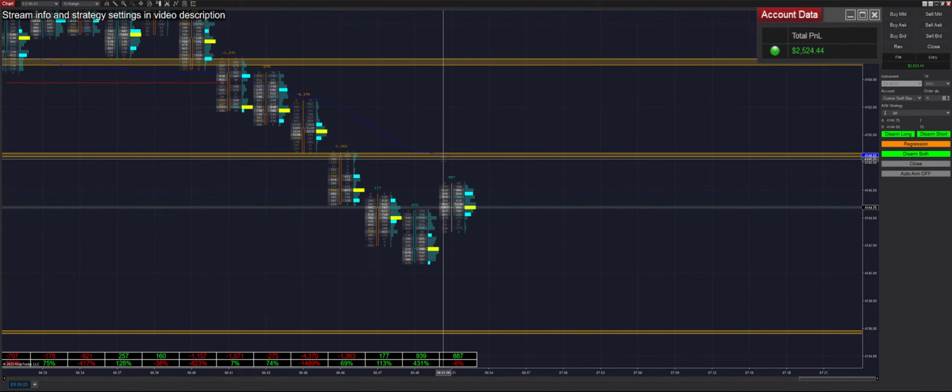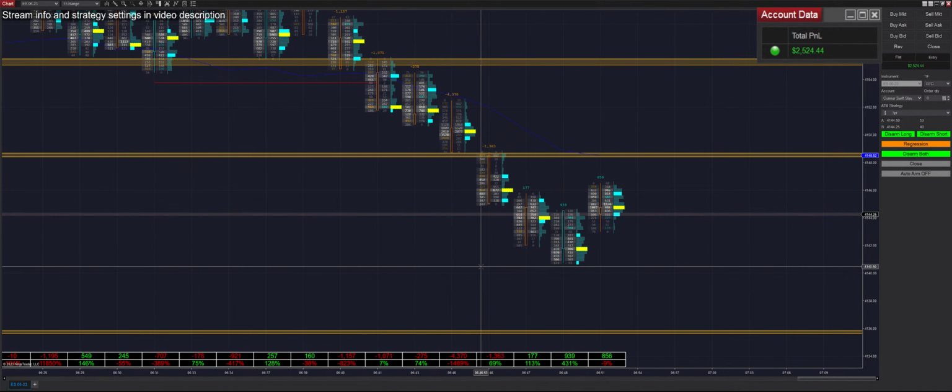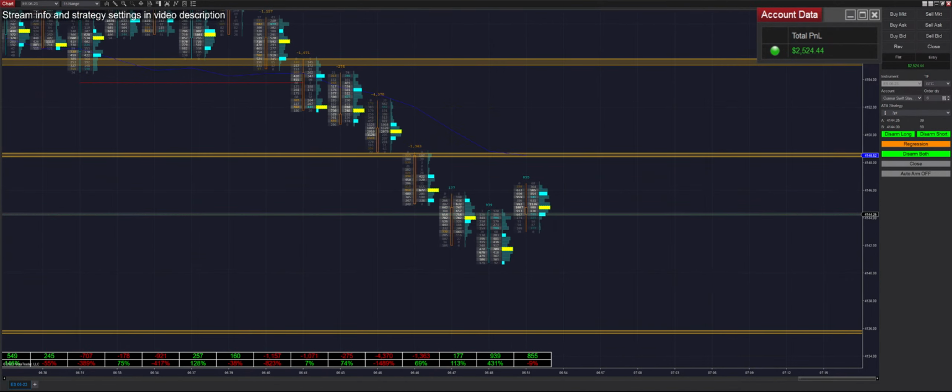It's kind of a more technical day to trade. There's a lot going on. Stark contrast to yesterday, but I think we're doing pretty well.